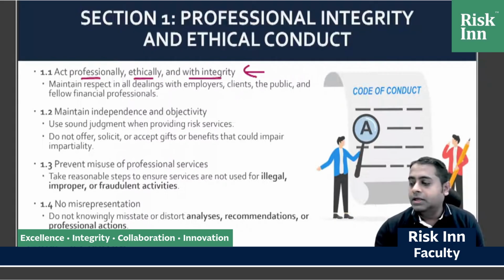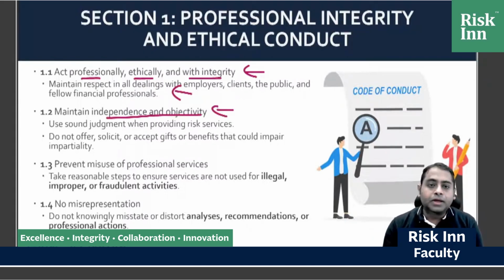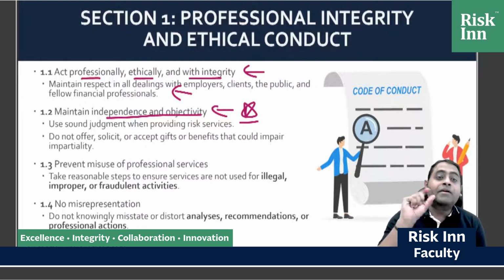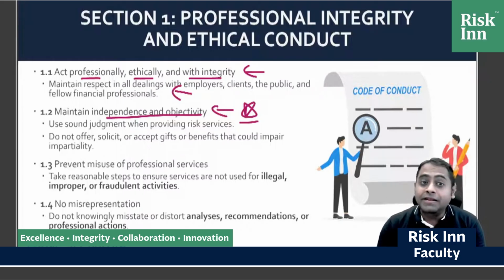Okay. Look at the next one, independence and objectivity. You can mark this with a star. The second point. So why independence and objectivity? Now think about this. You're going to be writing a report. Suppose you're working for a consulting firm, writing a report for a client, and you're accepting some gift, some benefit from that client. Then it might affect your decision making. When you're writing the report, you might not write anything bad against that person because your independence has been impacted.